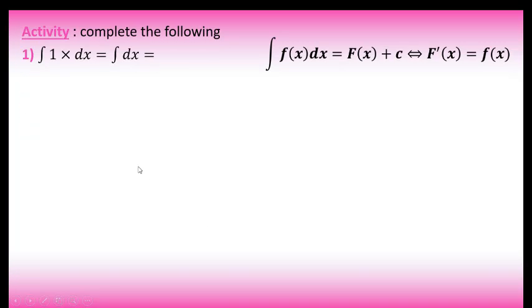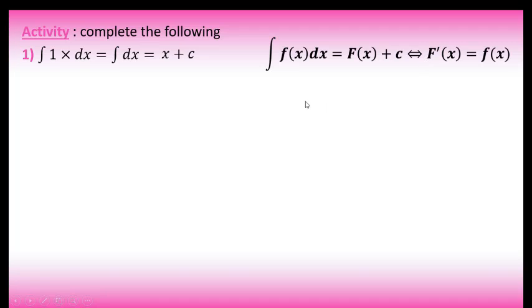Now, complete the following. Integral 1 dx equal integral dx. Do you expect the answer? I wait. You, the student, says the answer should be x plus c, simply because derivative of x plus c equal to 1. I repeat, since derivative of x plus c equal to 1, then integral of dx equal x plus c.